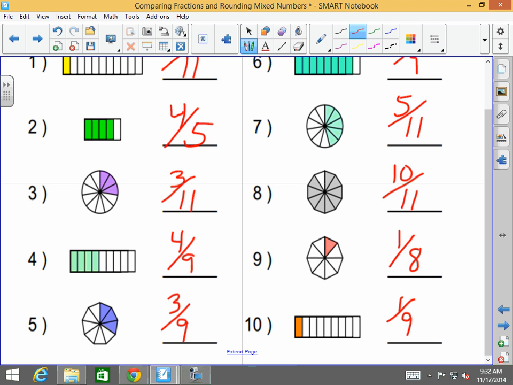Oh, hold on. Someone gave me 10/11. They counted wrong. I should have double checked that. I'm sorry, that was my fault. 1, 2, 3, 4, 5, 6, 7, 8, 9, 10. That's 9/10.